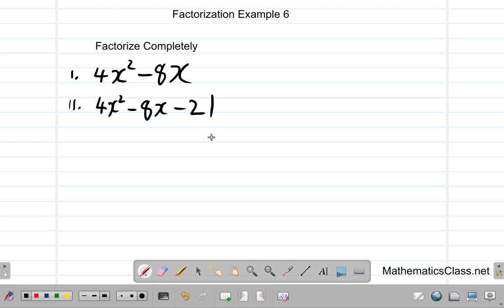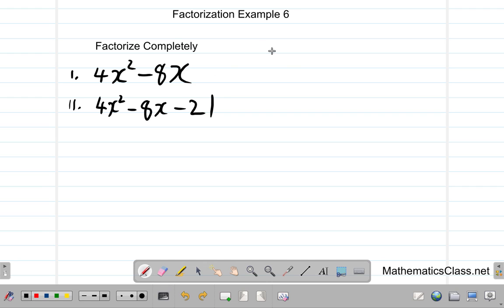Factorization example 6. How about pausing the video and working this out? Go ahead. Alright, good. You went ahead, paused the video and worked them out. I copied these questions from a CSEC mathematics past paper. Alright, so let's see what happened here.